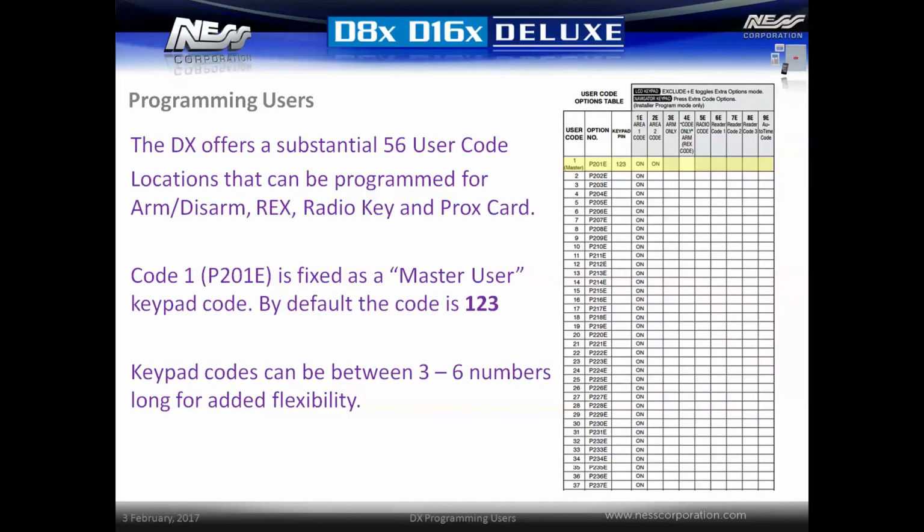The DX offers a substantial 56 user code locations that can be programmed for ARM-disarm codes, request-to-exit codes, radio keys, and prox cards. Code 1 is fixed as a master user keypad code. By default, this code is 123. Keypad codes can be between 3 to 6 numbers long for added flexibility.